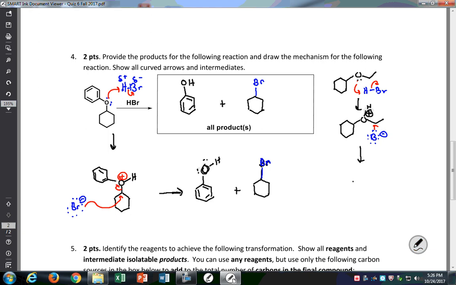And another thing to remember, these conditions are what we consider harsh. This isn't just a little bit of acid. We have a lot of this harsh, strong acid floating around. So that means that this breaks down pretty well.